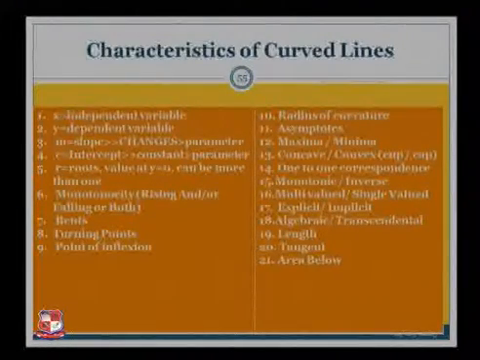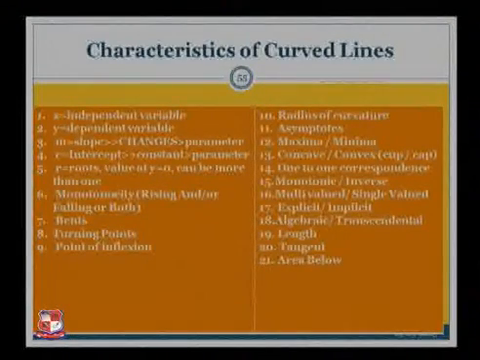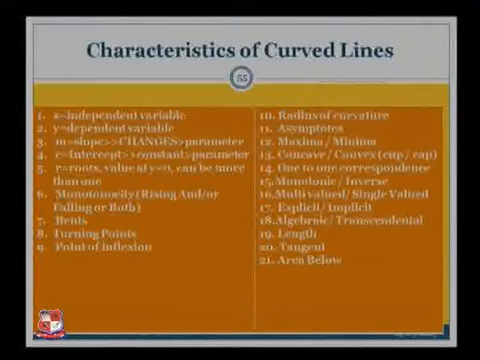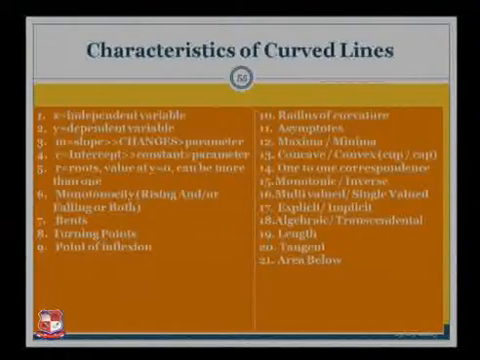and then turning points. At every bend there will be a turning point, point of inflection, radius of curvature, asymptotes, maxima, minima, concave, convex, 1 to 1 corresponding. This is the 1 to 1 corresponding. Monotonicity, inverse, multi-valued, single valued, explicit, implicit. Here, explicit and implicit: algebraic functions can be expressed explicitly or implicitly.